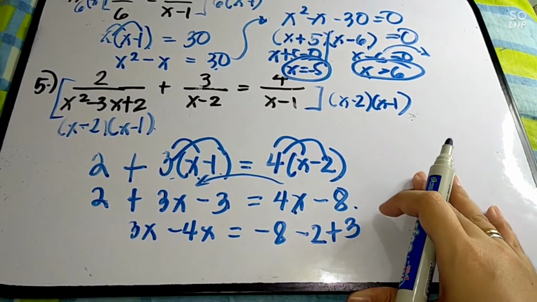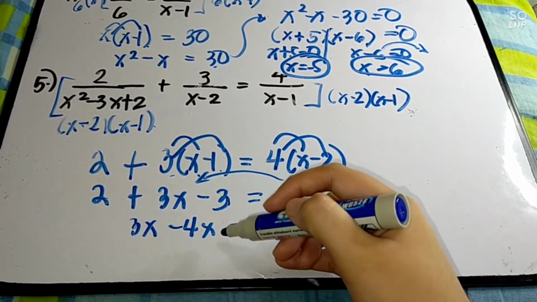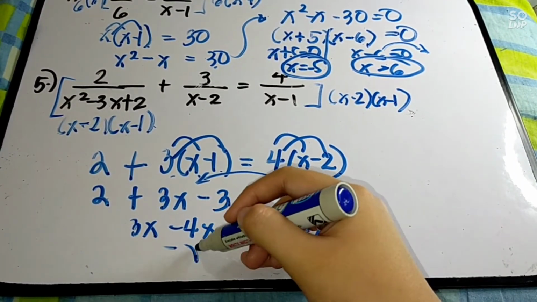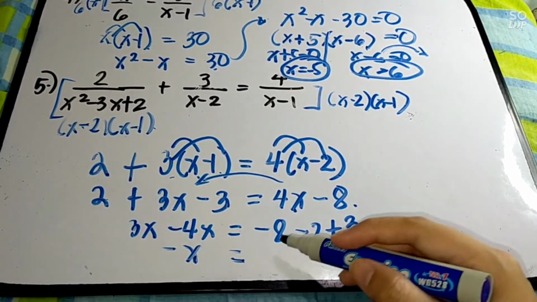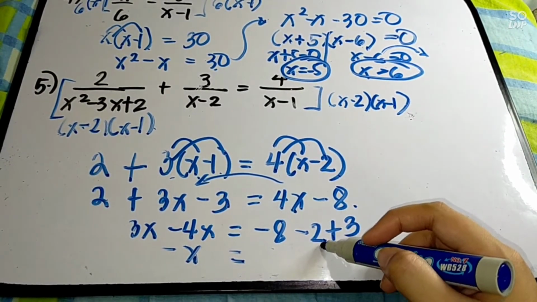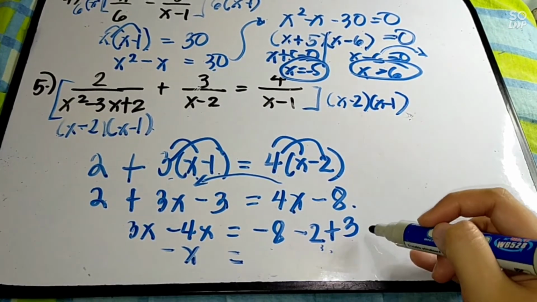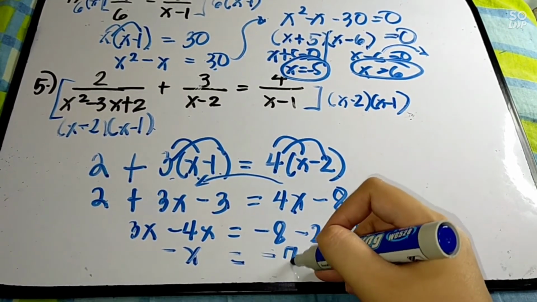Then, we are going to combine like terms. 3x minus 4x, the answer is negative x. Okay? Then, it is equal to negative 8 minus 2, that is negative 10. Negative 10 plus 3, the answer is negative 7.